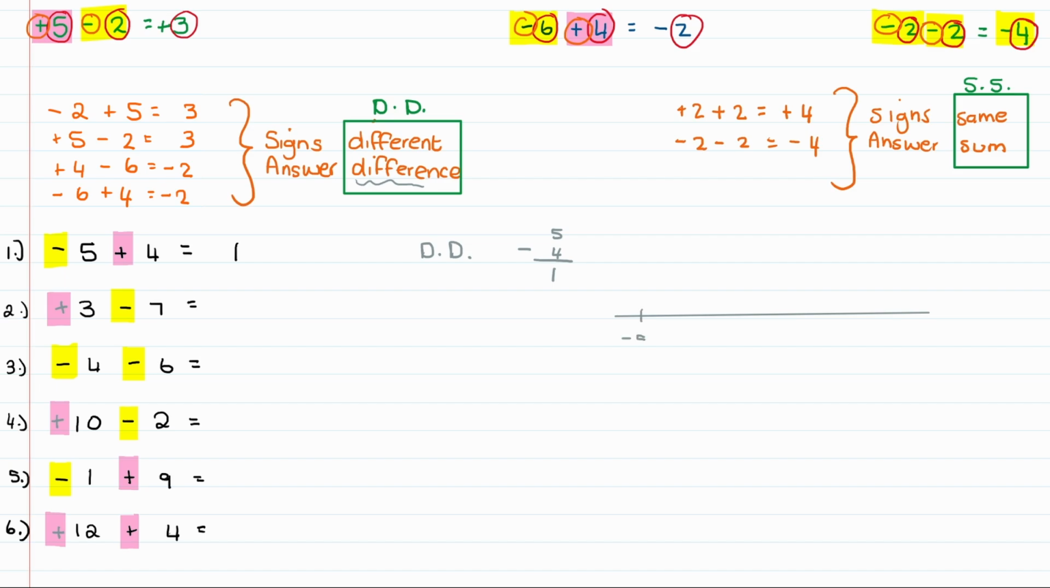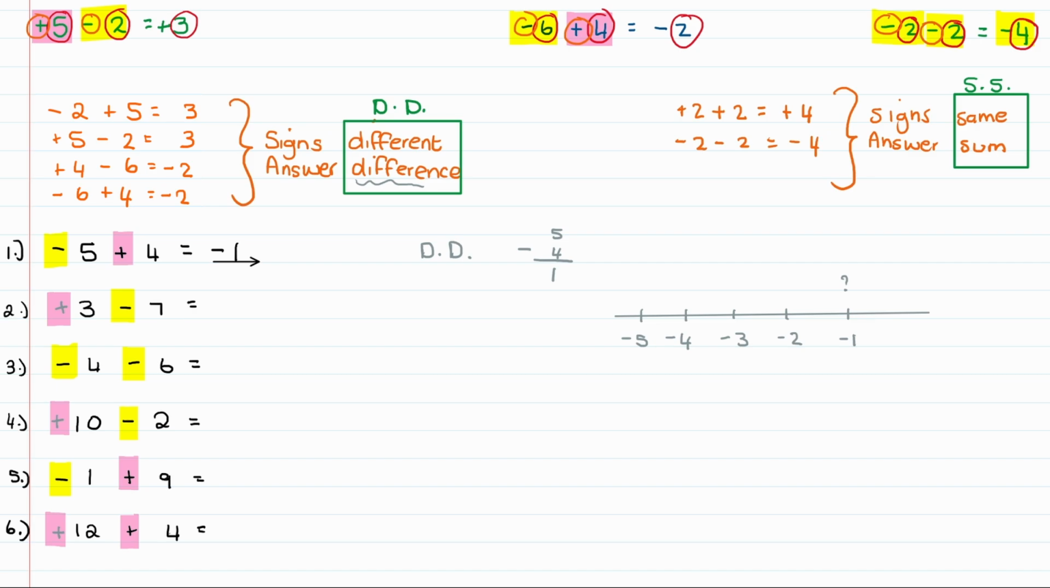Check this answer on a number line. Start at -5 and add 4 by jumping 1, 2, 3, 4 spaces to the right. Where does it take me? It takes me to -1, not +1, so my answer is actually -1.